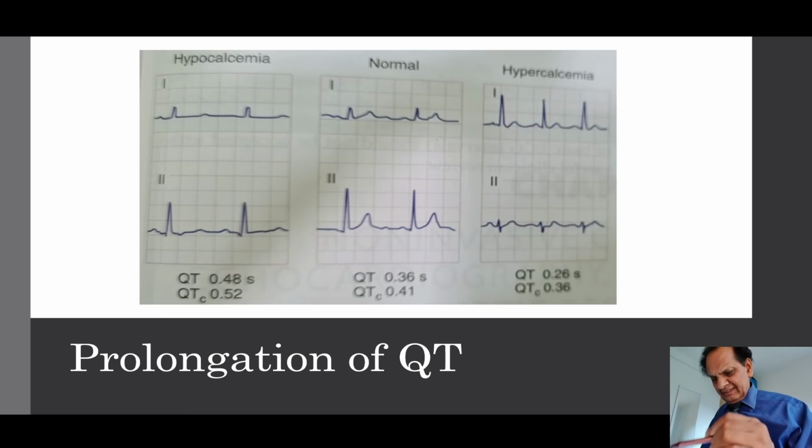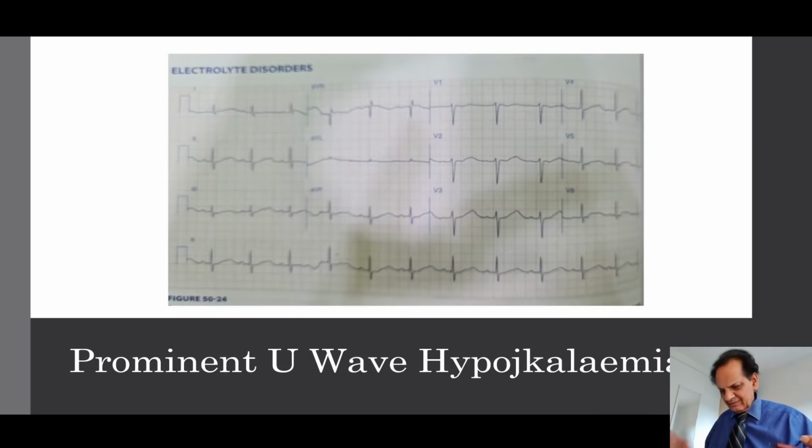in hypercalcemia, there is no ST, and in hypocalcemia such a long ST. For hypocalcemic ST only I have taken this picture, and this is the normal one. So never forget this. Prominent U wave in hypokalemia is very important.